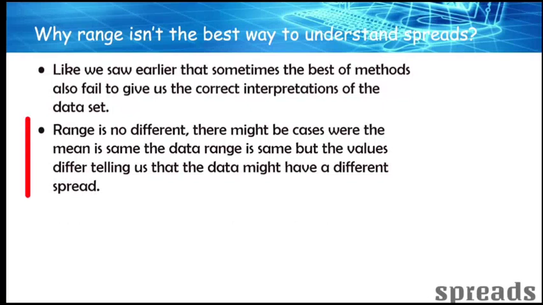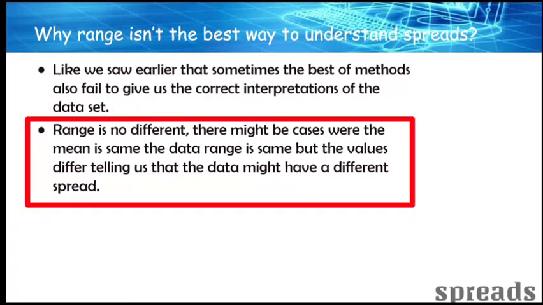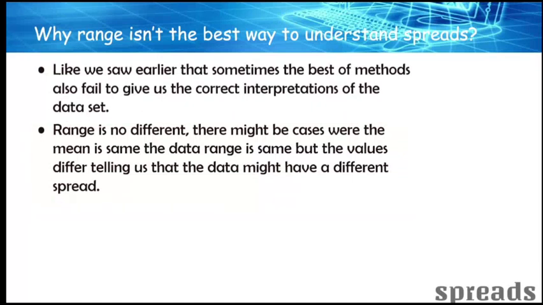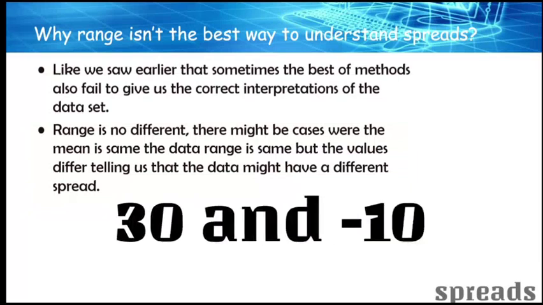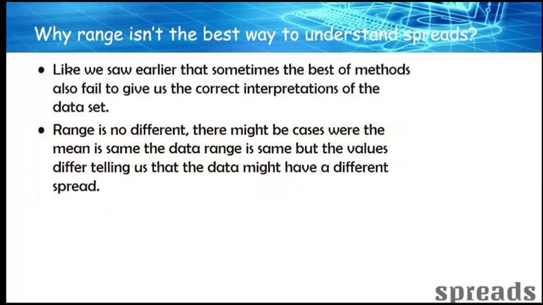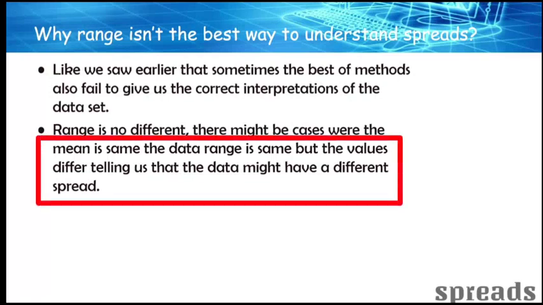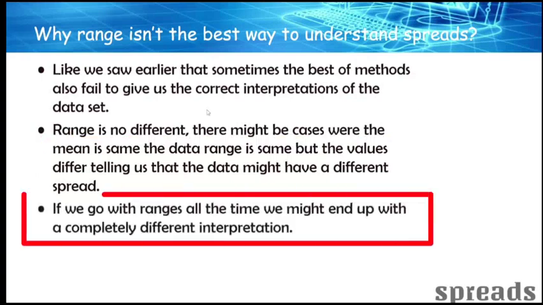So the range is no different. There might be cases where the mean of the data set is the same. Previously we saw 30 and minus 10, so that is a wide spread of range. In the same way we had seen with respect to an outlier, the mean is the same, the data range is same, but the values differ, telling us that the data might have different spreads.